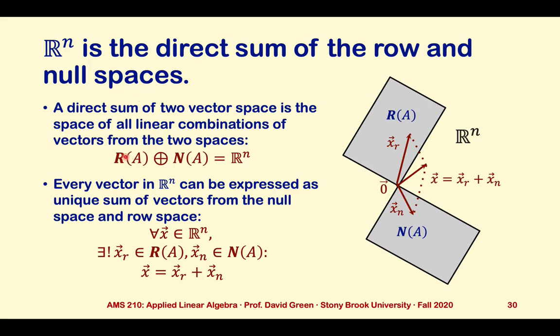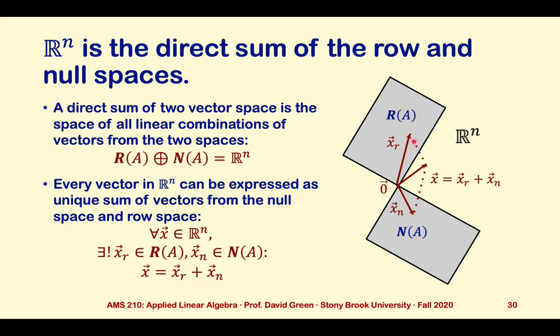So all of the ways that you can take linear combinations within the row space, within the null space, and between the two of them. The notation we use for this is a plus sign inside a circle. This reads the direct sum of the row space and the null space is Rn. What this means, what this implies, is that every vector in Rn can be expressed as a unique sum of vectors from the null space and the row space.